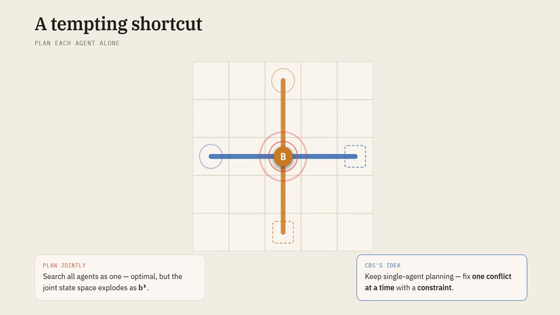So why not just search all agents jointly as a single combined planner? That would be optimal, but the joint state space explodes. With more agents, the number of states grows exponentially.